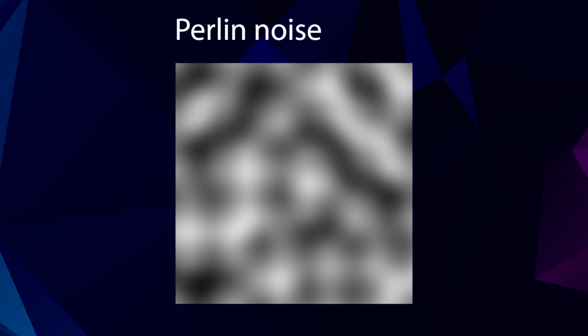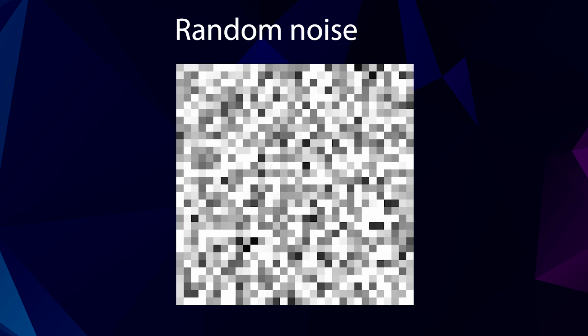Basically, Perlin noise is a type of coherent noise. Coherent meaning that samples close to each other will have only a slight difference in value, as opposed to just random noise, where every sample is just random.